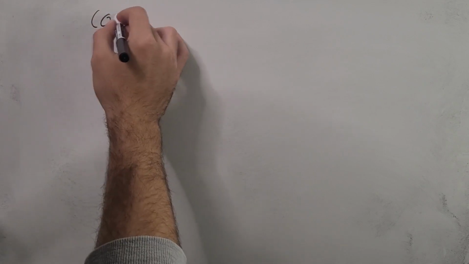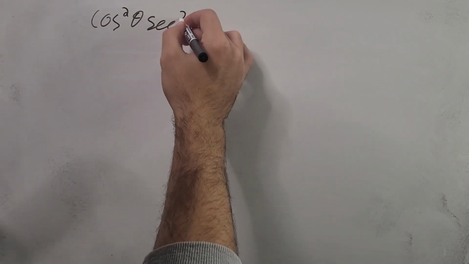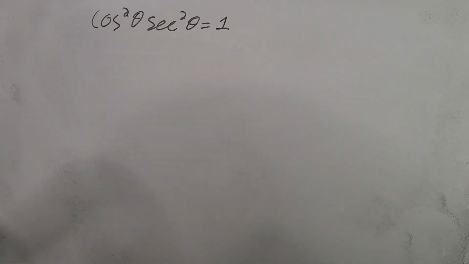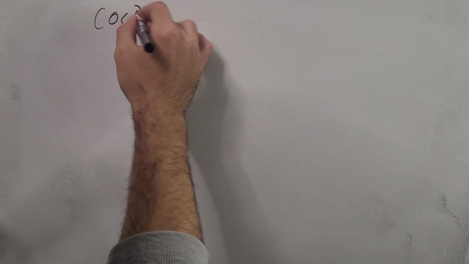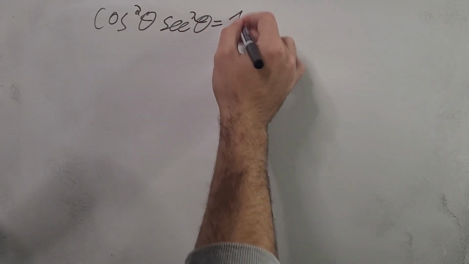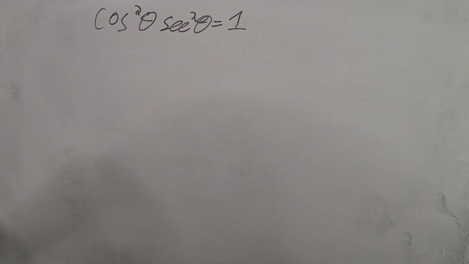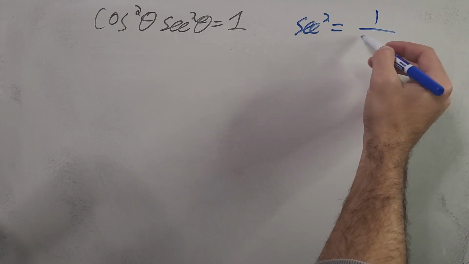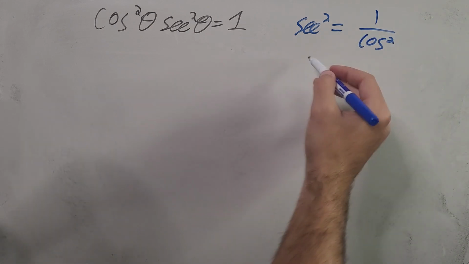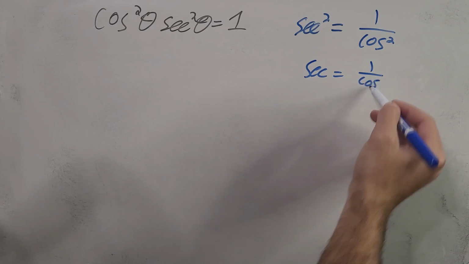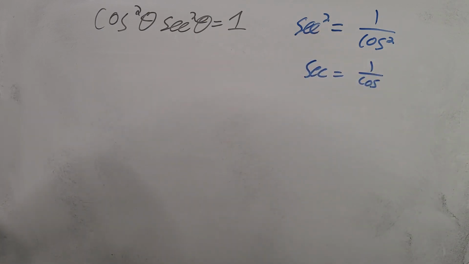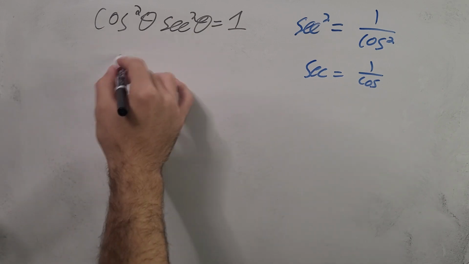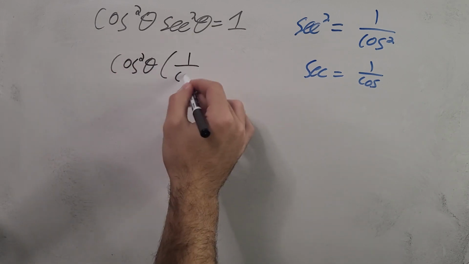So let's do cosine squared times secant squared equals 1. Oh, wait, we did that. Wait, did we do that? No, we didn't. Cosine squared, secant squared equals 1. Right, so secant squared is equal to what? Hopefully you remember it's 1 over cosine squared. Again, we're referencing the secant equals 1 over cosine identity, but we are allowed to apply that matching exponent. So when we plug that in, we get cosine squared times 1 over cosine squared.